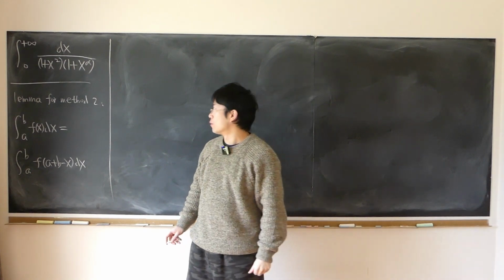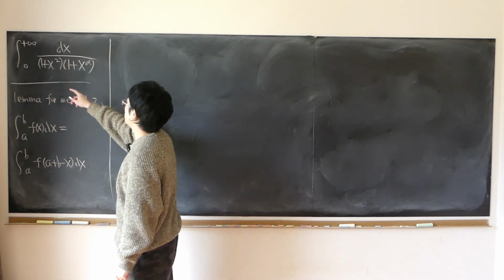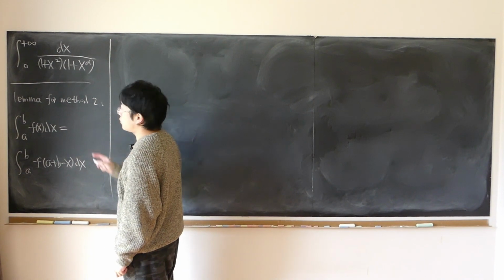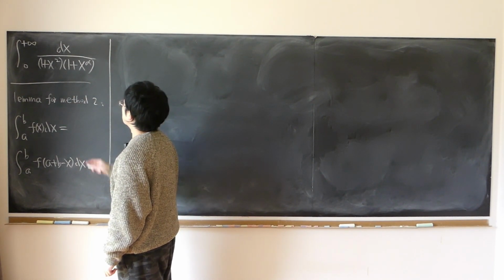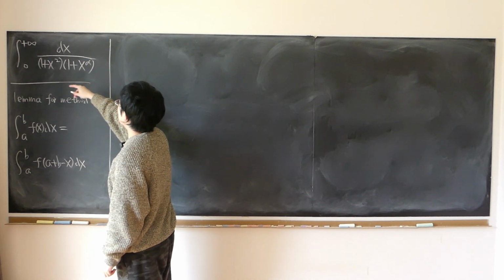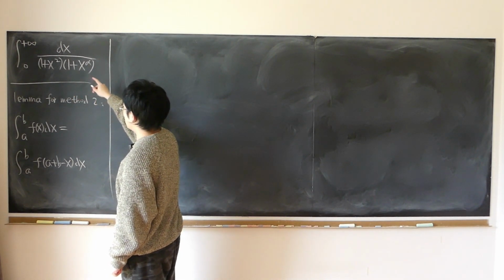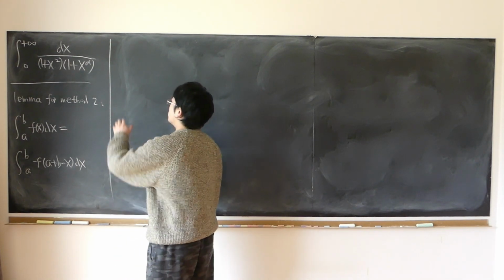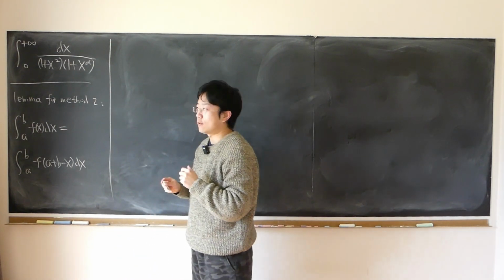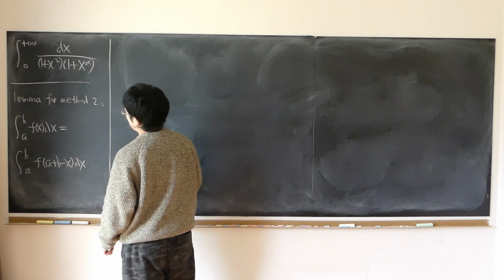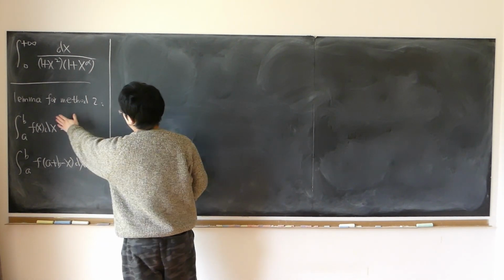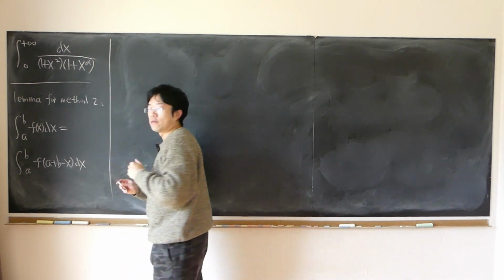In this video, let's have a look at the integral from 0 all the way up to positive infinity, an improper integral because the upper bound is not finite, of dx over (1 plus x squared) times (1 plus x to the power of alpha). And in the end, we will find out that the integral value has nothing to do with the value of alpha.